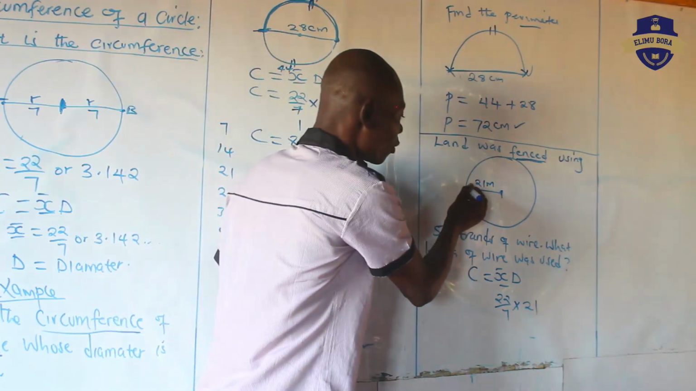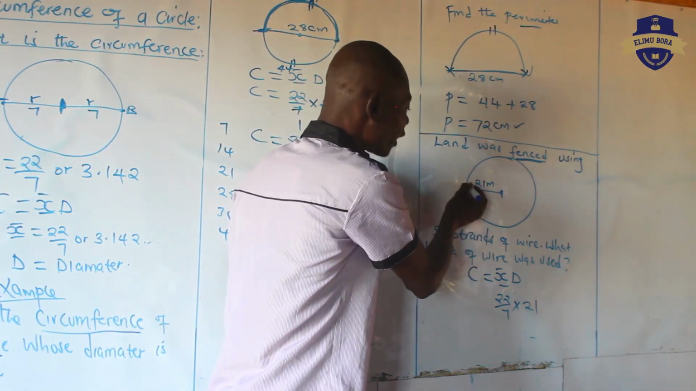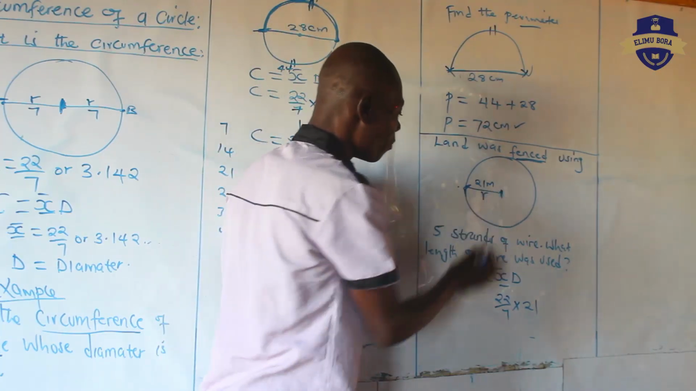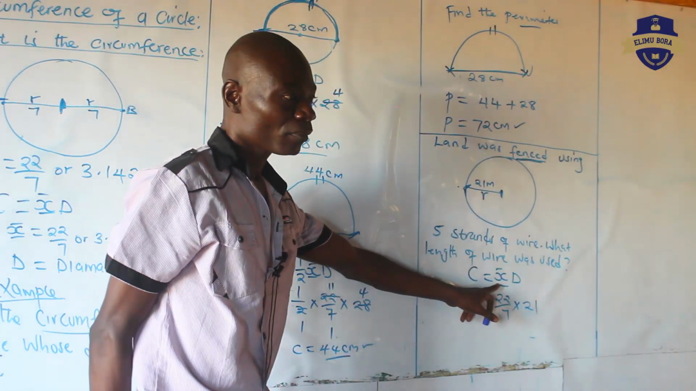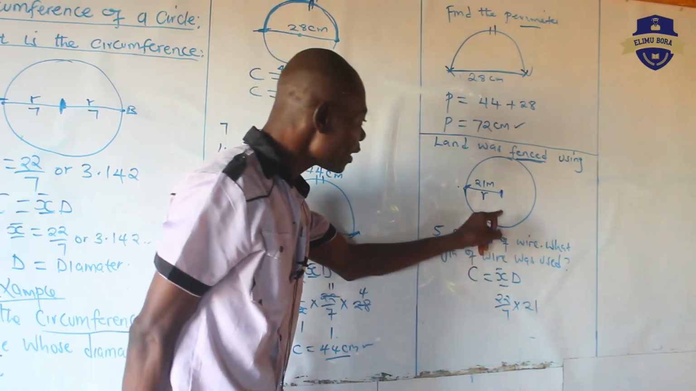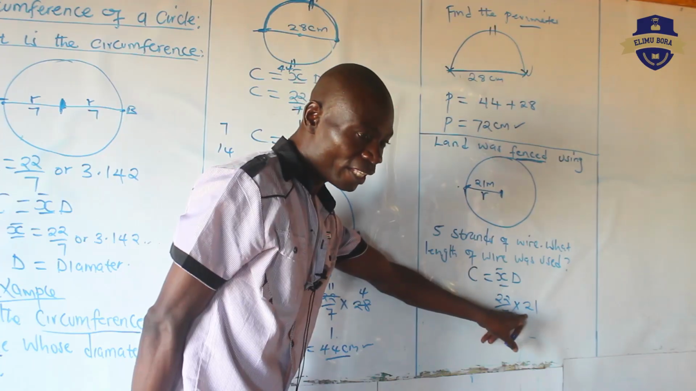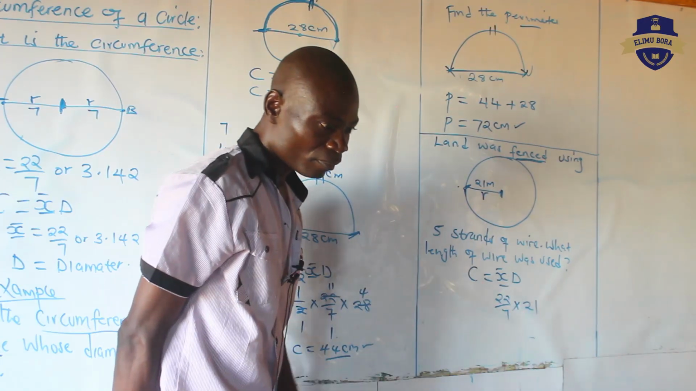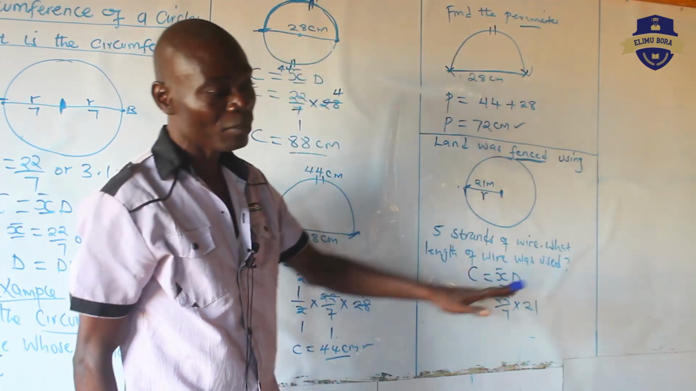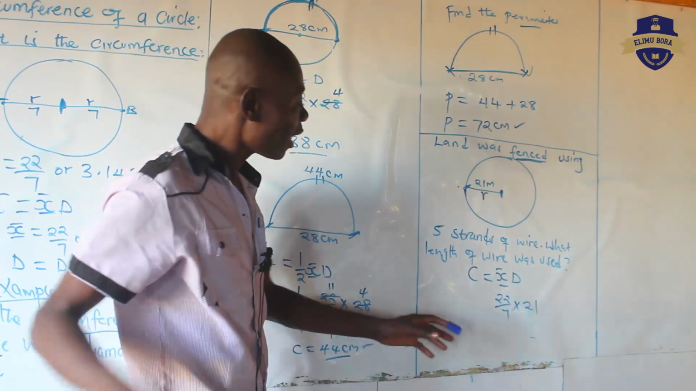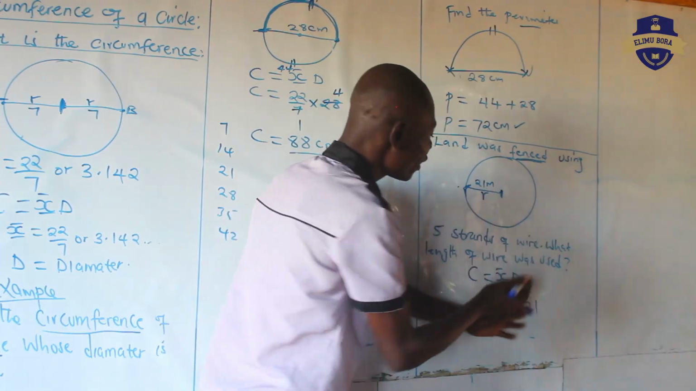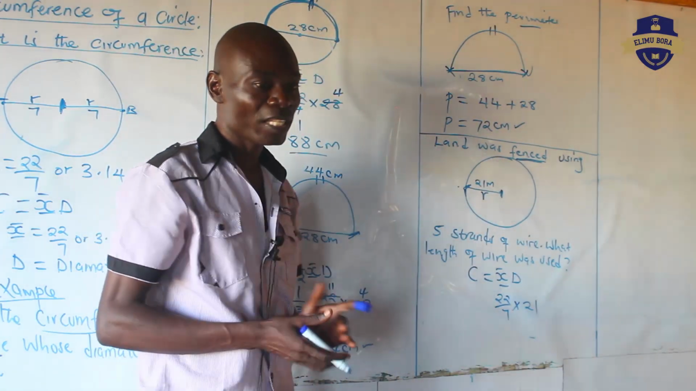What is this? The line that runs from the circumference to the center. That's the radius. But circumference is equal to pi d. So is this the diameter? This is the radius. And you will find many learners making the same mistake in the exam. They take pi d, yes, but they are using the radius instead of the diameter.